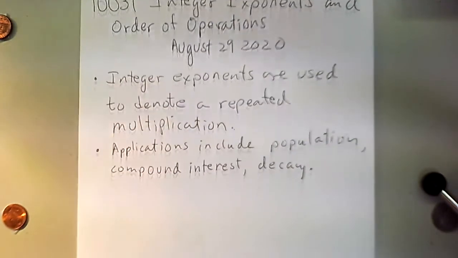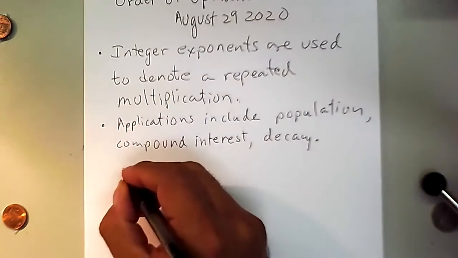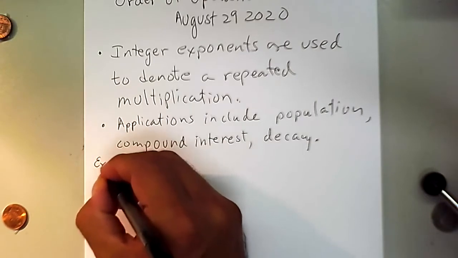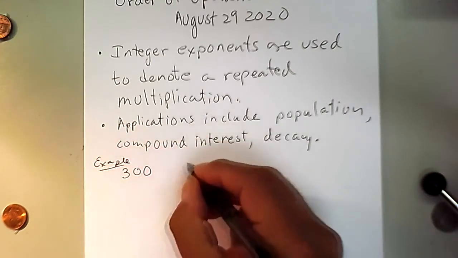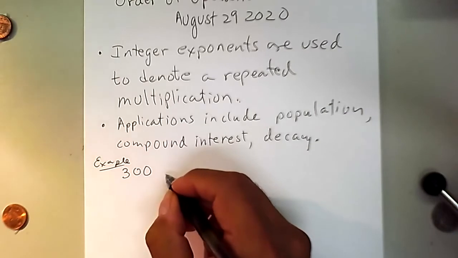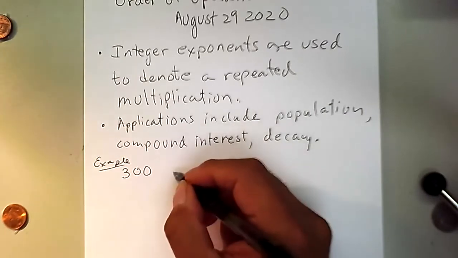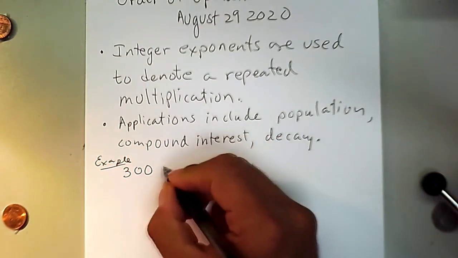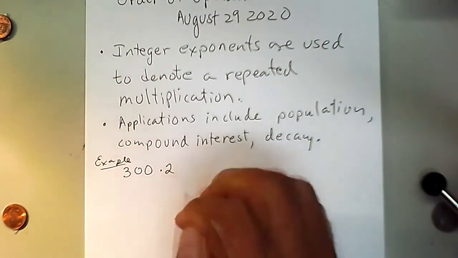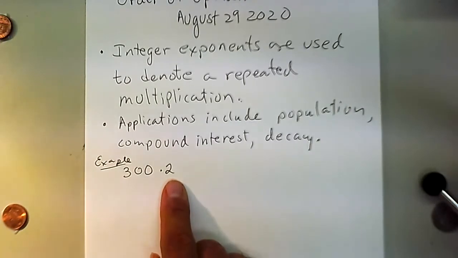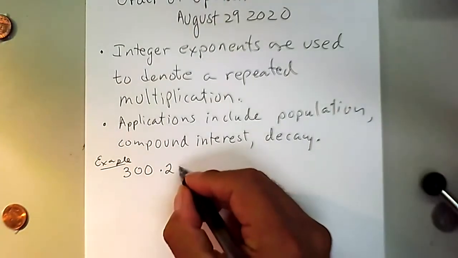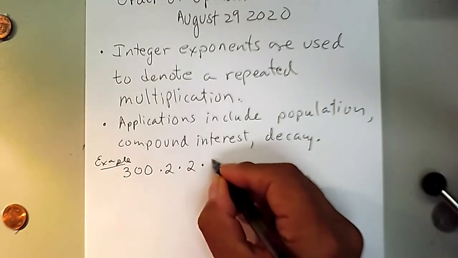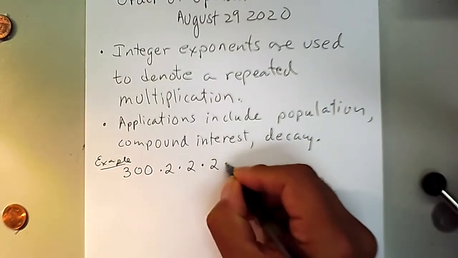For example, let's say you start out with 300 individuals. So this is an example. I don't mean people, it could be rabbits or something like that. And every quarter of a year, so every 3 months, the population doubles. So you multiply by 2 to get the new population after 3 months. After 6 months, you multiply by 2 again. After 9 months, multiply by 2, and so forth.